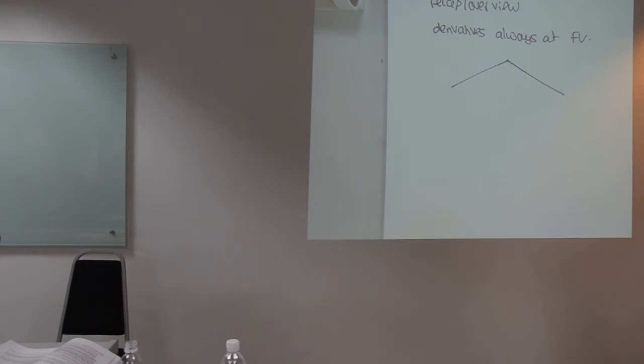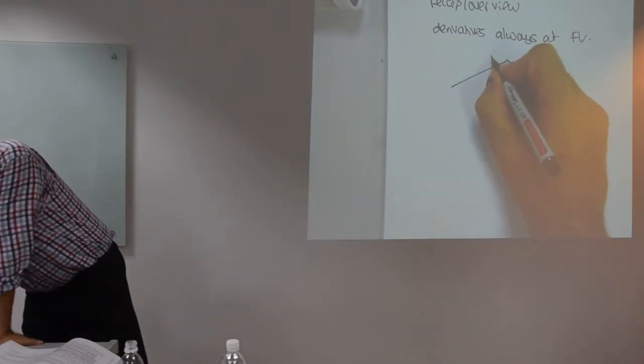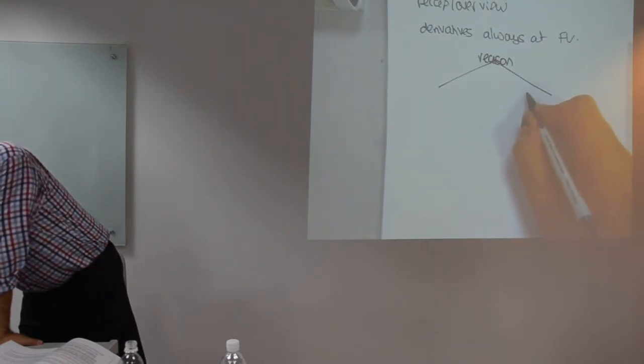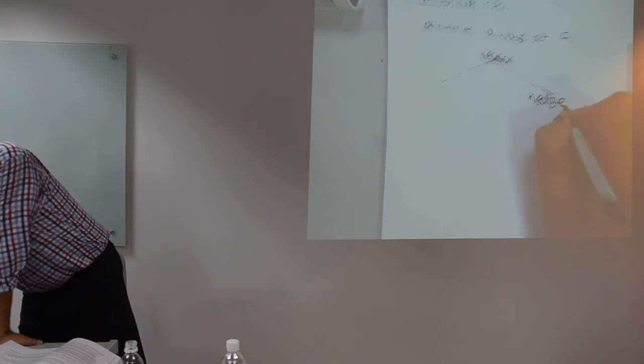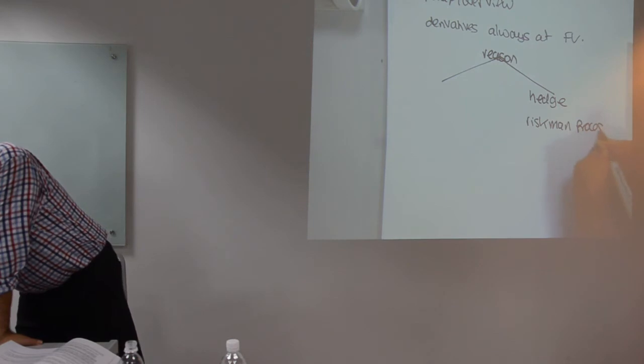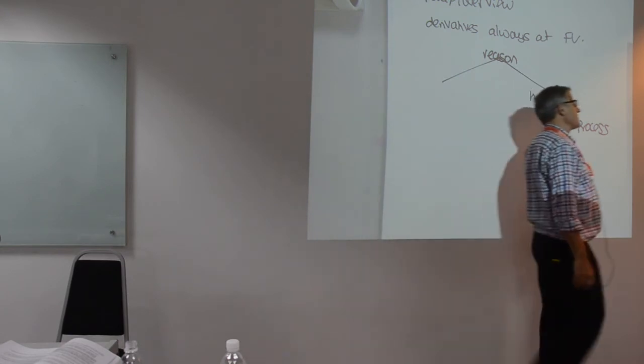Now, I have mentioned one reason why we have a derivative, and the reason I've mentioned is to hedge. So it's a risk management process. You're covering, you're insuring. What's the other reason? Well, why else might you have a derivative?